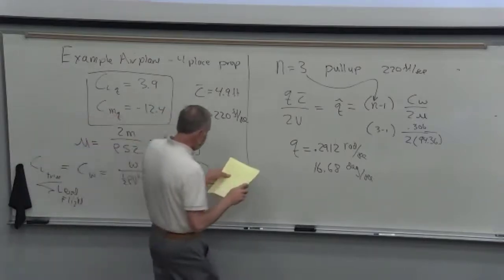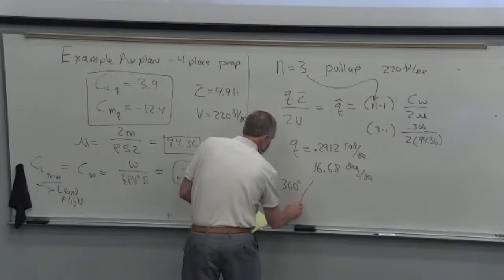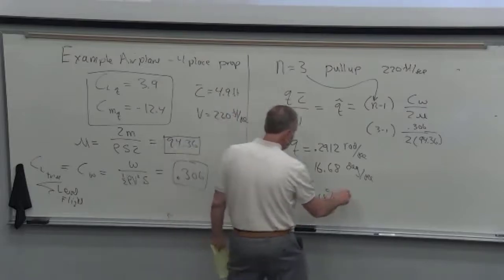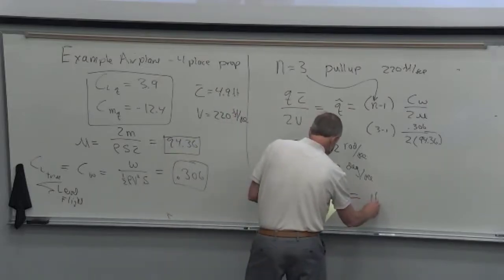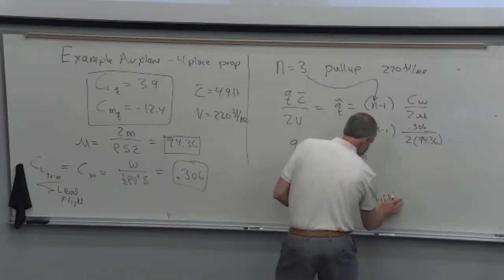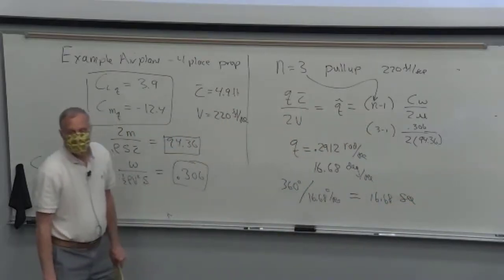And so how long does it take to do a full 360 circle? Just to get a feel for this. So 360 degrees divided by 16.68 degrees per second. The degrees are going to cancel out. We're going to get seconds. Just to get a feel for this, it takes 16 seconds.